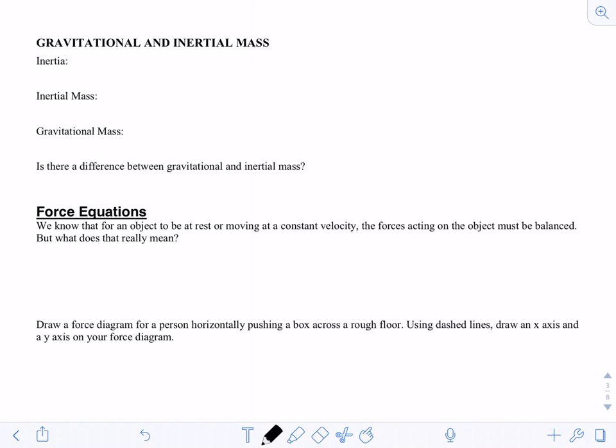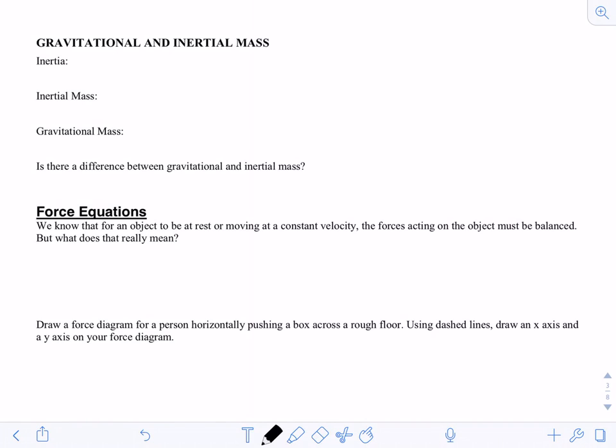All right, everybody. Let's talk about how we can put some numbers onto these force problems. Now, we'll have to start by doing a little bit of vocabulary about mass. There are two masses, a gravitational mass and an inertial mass. And we need to define them because we're going to be concerned about what the mass of our object is when we are applying forces to it.